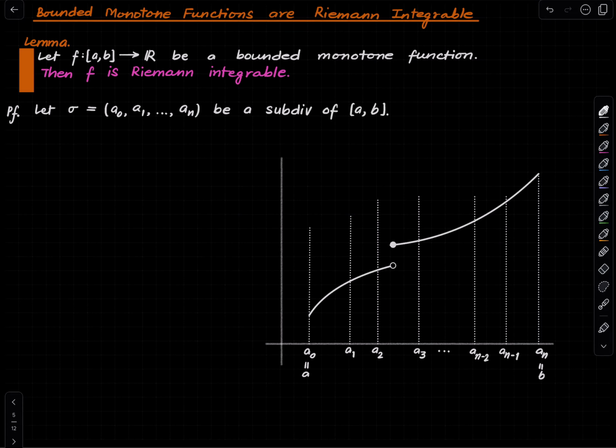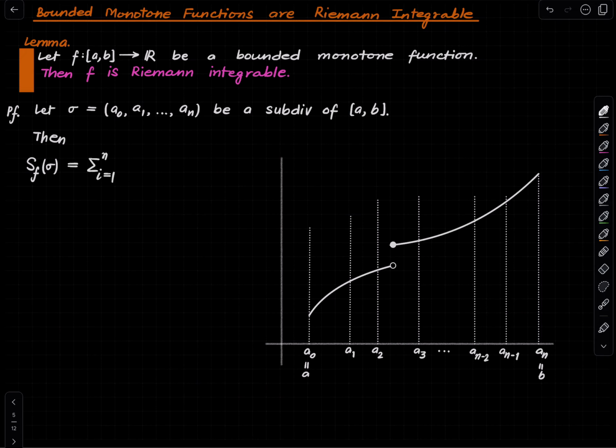Sigma is a subdivision of the closed interval. And what is the upper sum? So then, just unraveling the definitions, we are not even exploiting the monotonicity of the function. So what is the upper sum?